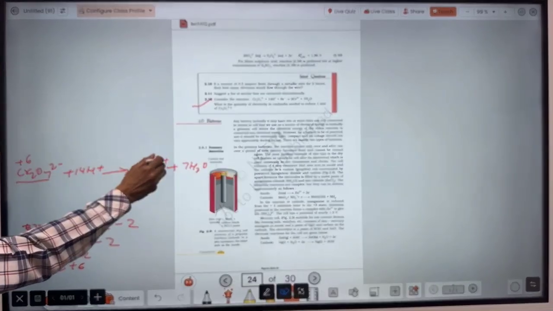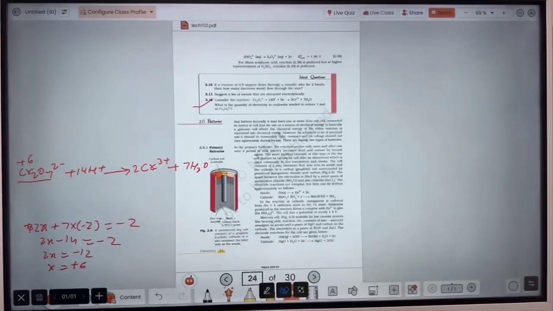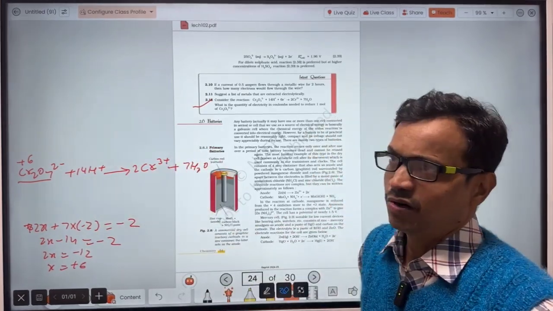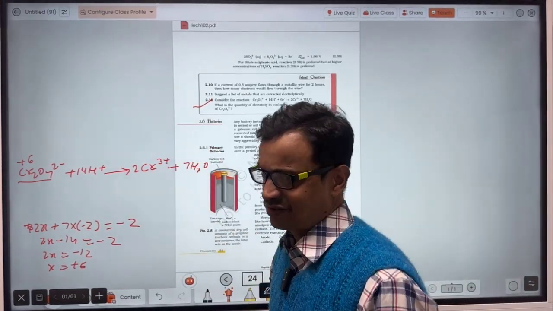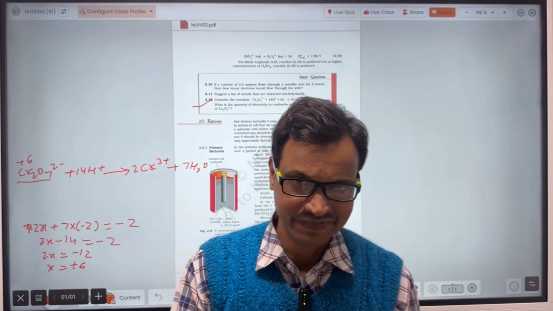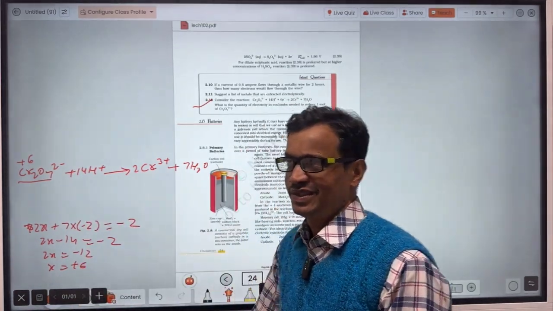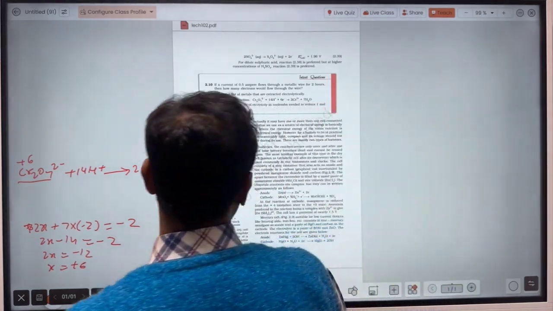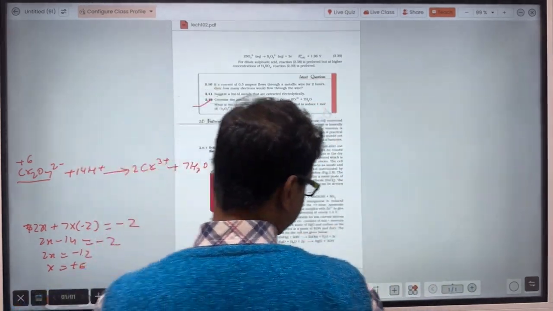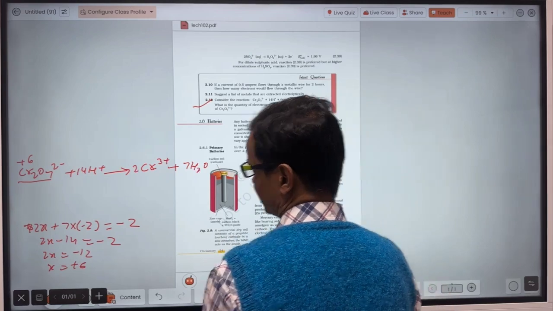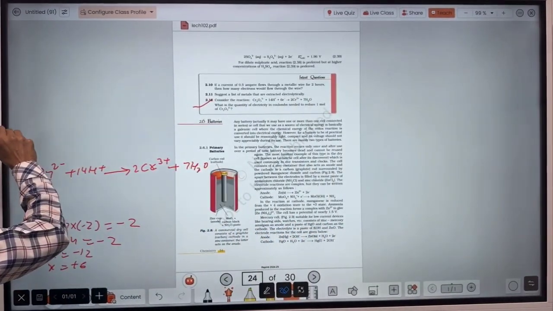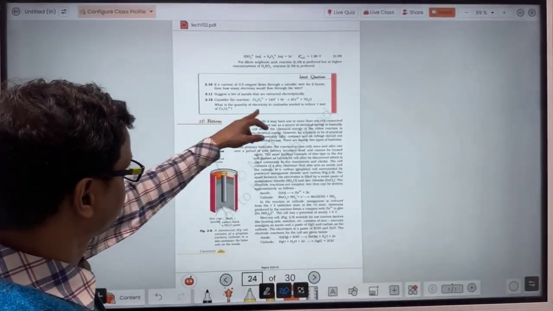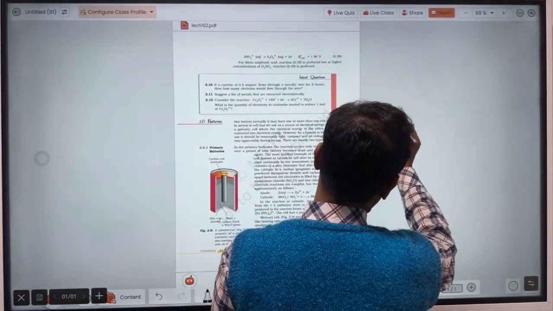What's the oxidation number here? How much is the change in oxidation number? The oxidation number has decreased, so through how much the oxidation number has decreased, that many electrons are gained by 1 atom. There are 2 atoms of chromium, so 2 chromium will gain 6 electrons. So what's the quantity of electricity? 6 Faraday of electricity will be required to reduce 1 mole of Cr2O7. So 6 Faraday of electricity.